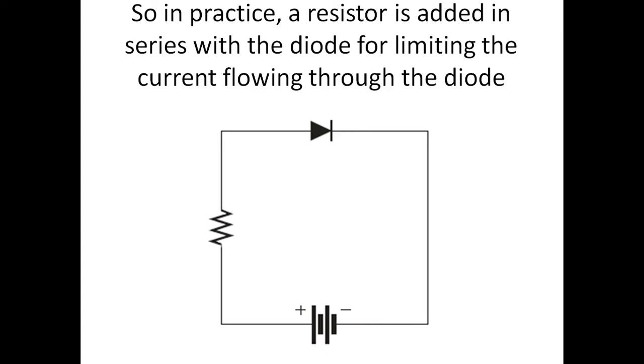So, ganun lang yun. Lagi kayong maglalagay ng resistor in series with the diode para malimitahan natin yung current na dumadaloy sa diode. Okay? So, ngayon, balik tayo. I-reverse bias natin ngayon si diode.